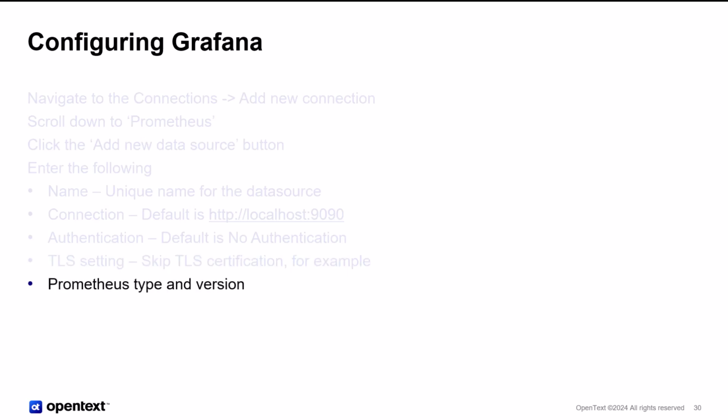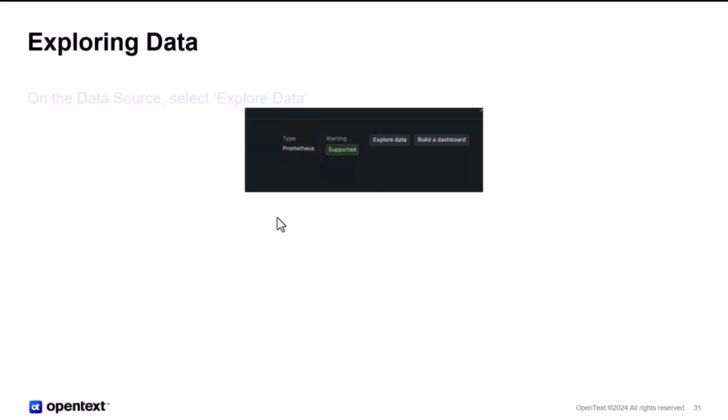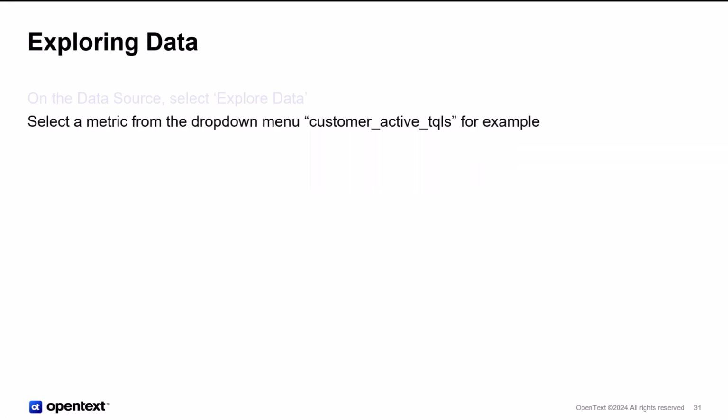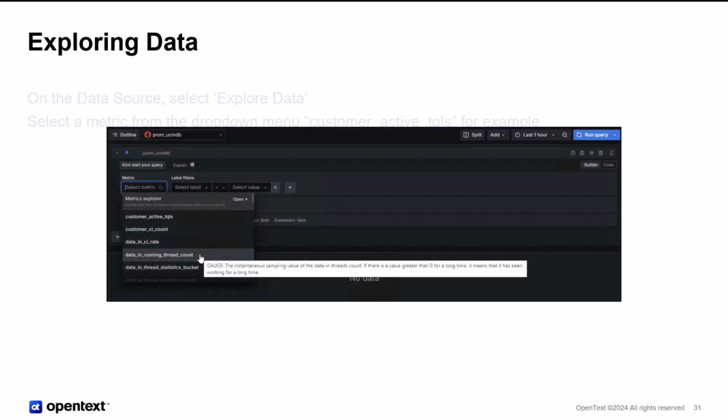Next, you'll have to select Prometheus as the type, and then select which version of Prometheus you'll be using, and then click Add. Then on the data source, you can click the Explore Data button. Once you select that, select a metric from the drop-down list. For example, customer active equals or data in running thread count.